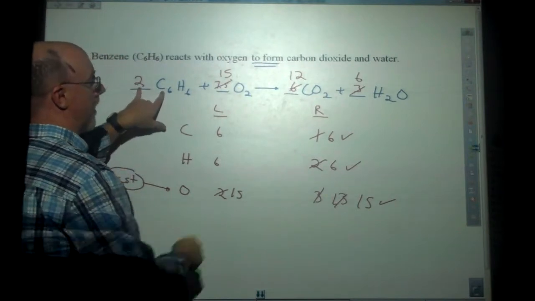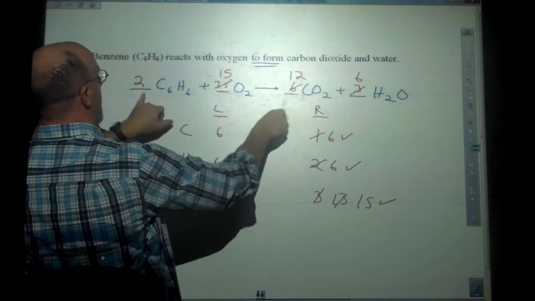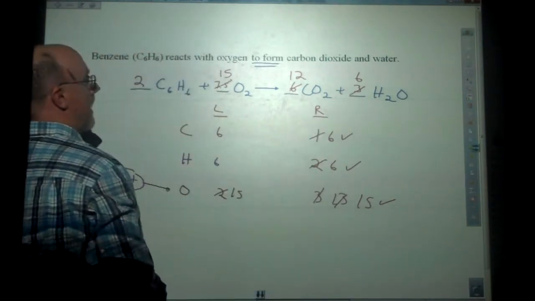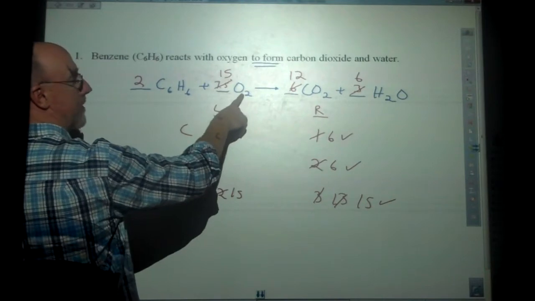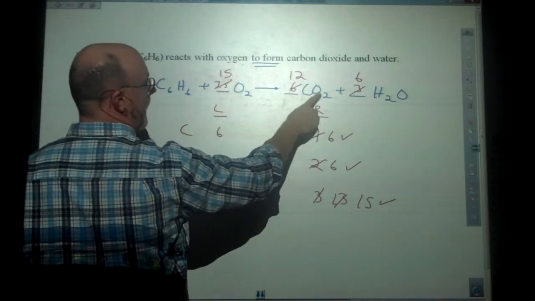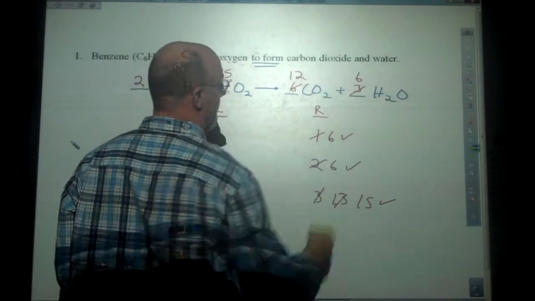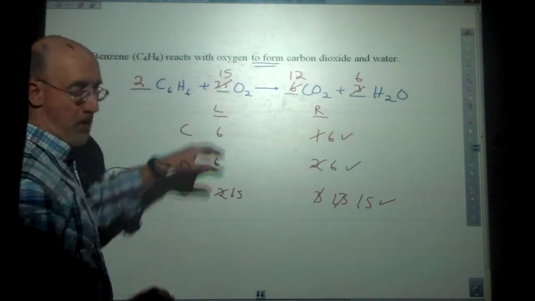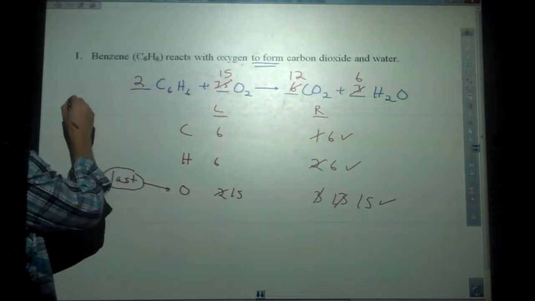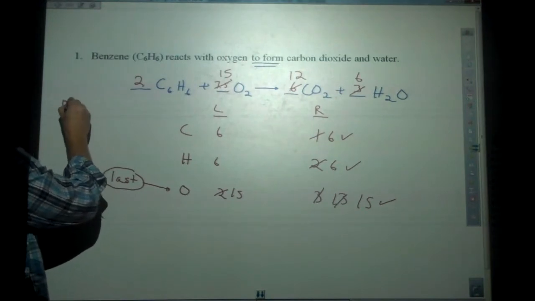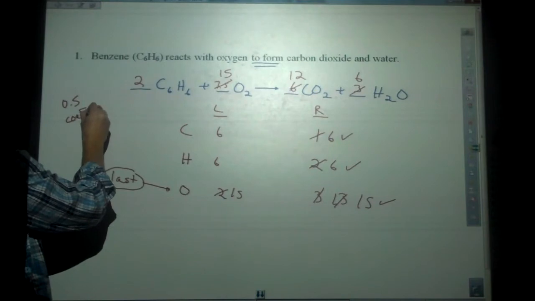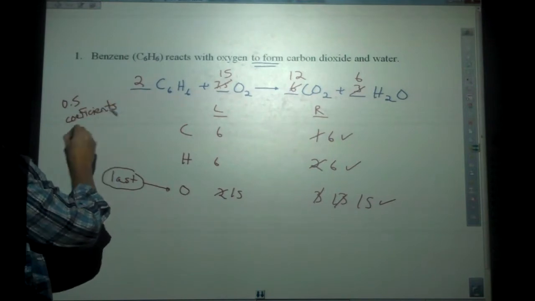2 times 6 is 12 carbons. 12 carbons, yep. 2 times 6 is 12 hydrogens. 6 times 2 is 12 hydrogens, yep. And then oxygen, 15 times 2 is 30. 12 times 2 is 24, plus 6 is 30. So that proportion works. So if you're using the 0.5, put a little note on here: 0.5 coefficients, and double.